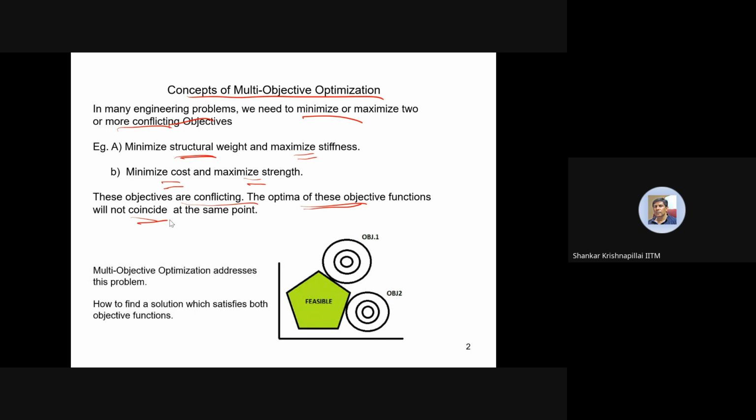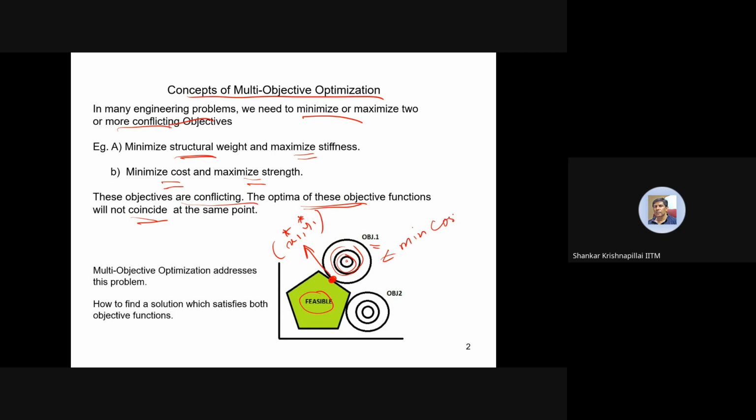This is a simple and easy to understand problem of multi-objective optimization. This is the feasible region. This is objective function 1. I want to minimize objective function 1, so that is occurring here. So x1*, y1*, that is the minima of objective function 1 alone. That is to minimize cost.